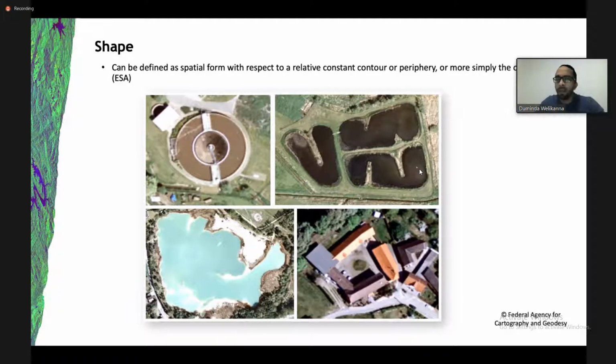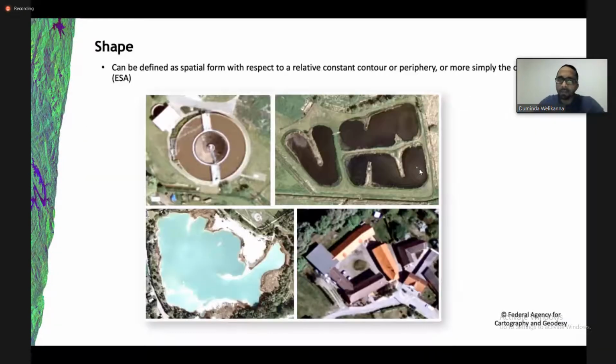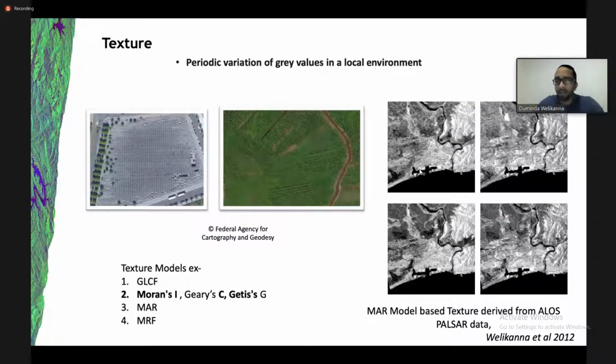Shape is the same. Different shapes tell us different objects, but mostly we use these elements for visual interpretation. Texture is a pattern. This is very important, not like shape and size. Texture is something different: periodic variation of gray level values. That means how the values of pixels change periodically. That is basically the definition of texture. But remember, this term texture is a very important term.